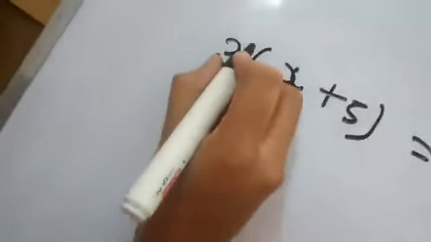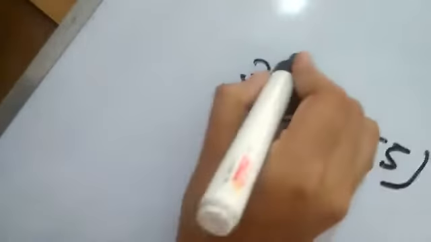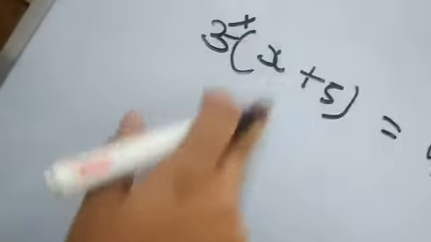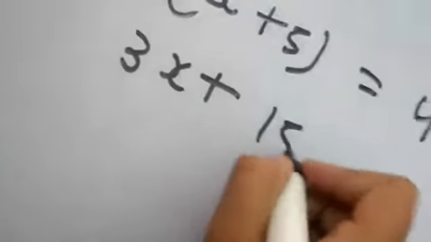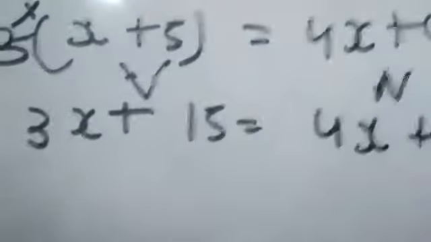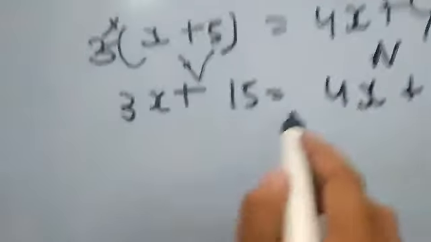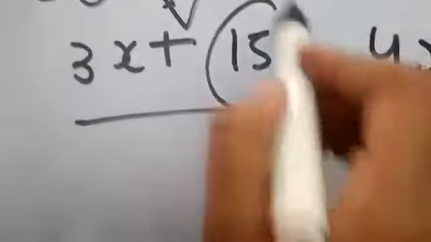There is no sign between 3 and this bracket, so it means they are in multiplication. 3 into x will be 3x plus 5 into 3 will be 15. It equals to 4x plus 9. Now we have to choose the sides. Do you want the variable here or the numerical? I am choosing variable here and numerical here. So here there will be only variables and here there will be only numerical. But here there is a number.